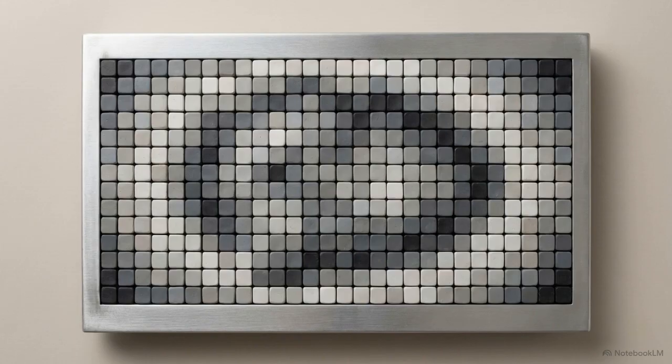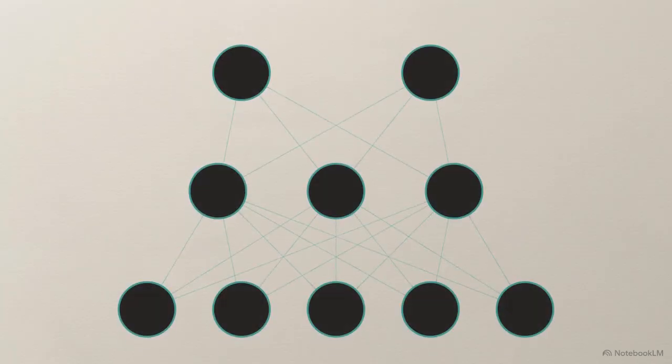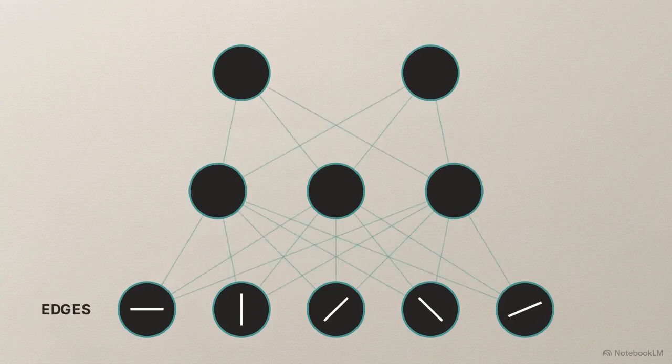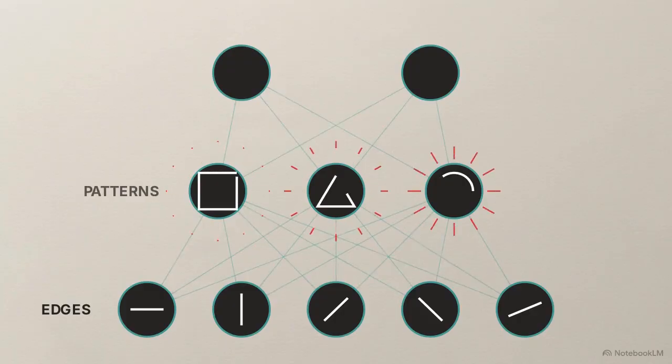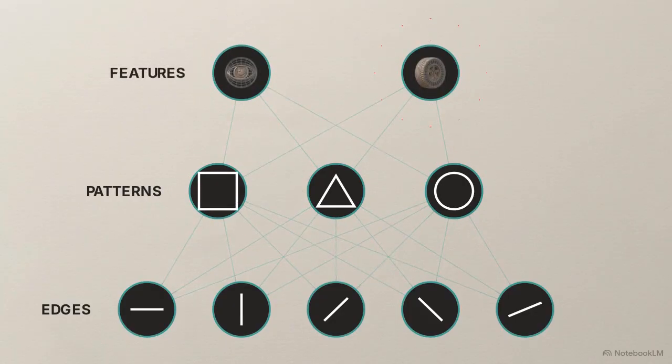A single cycle of guessing and correcting creates no meaningful intelligence. For capability to emerge, the system repeats this entire loop millions of times at high speed. Repeating this cycle allows the network to identify a single line, stack those lines into shapes, and eventually identify complex features like a wheel or an eye.